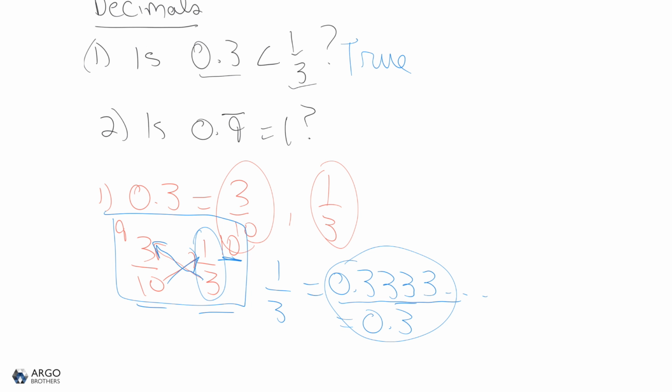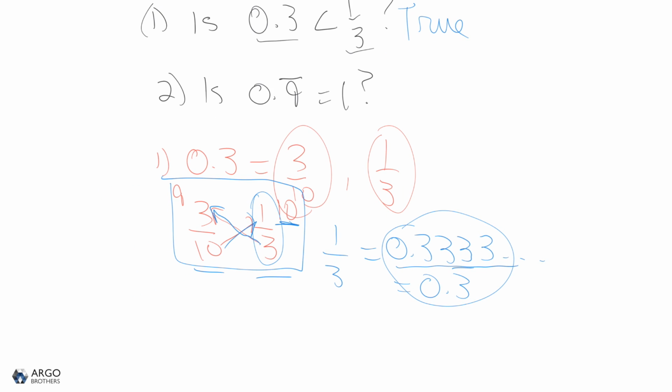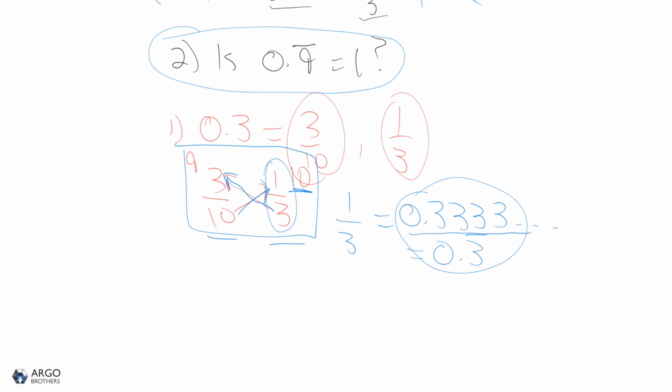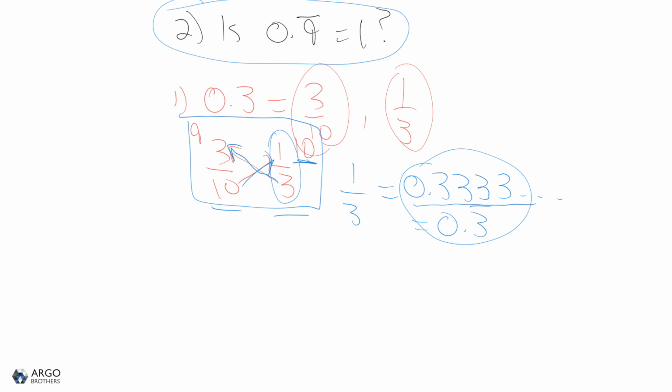All right, so now number two. Number two is asking, is 0.9 repeated equal to 1? So I'll give you some time for that. All right, so let's come back and see if 0.9 repeated is equal to 1. So this is a very interesting problem. The answer is yes, even though it does not look like it, because 0.9 repeated is just 0.999 going on forever. It's some number. So I'm going to show you a proof that shows that they're equal.